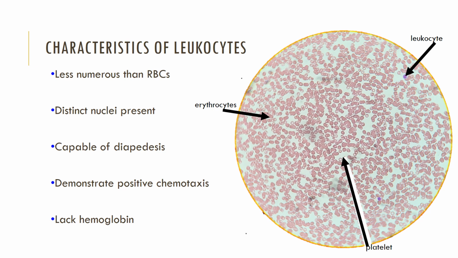Once outside the bloodstream, white blood cells are attracted to potential infections and possible injuries by positive chemotaxis, which means they're moving toward a chemical stimuli. And white blood cells also lack hemoglobin pigment.